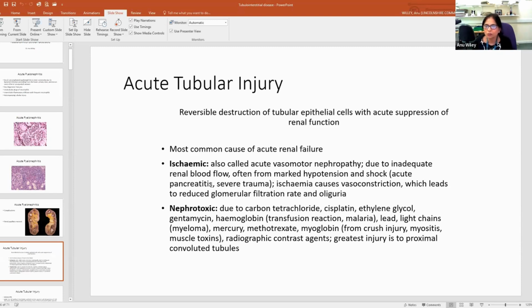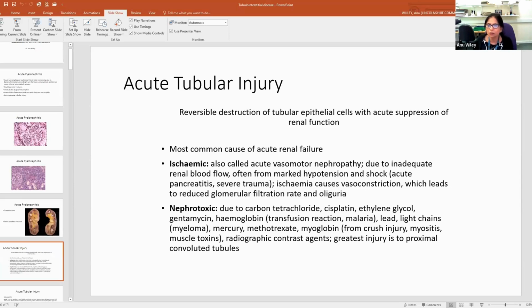The two main types of acute tubular injury, or ATN as we call it, are ischemic, which is the acute vasomotor nephropathy, and the nephrotoxic type. Ischemic is the one which luckily we see more often, and that is mainly due to anything causing an inadequate amount of blood flow, leading to hypotension and then causing changes within the kidney. Basically, the ischemia causes vasoconstriction, and that leads to reduced GFR and then oliguria.